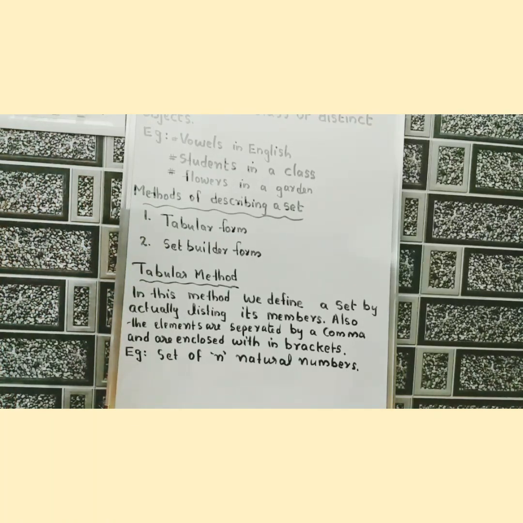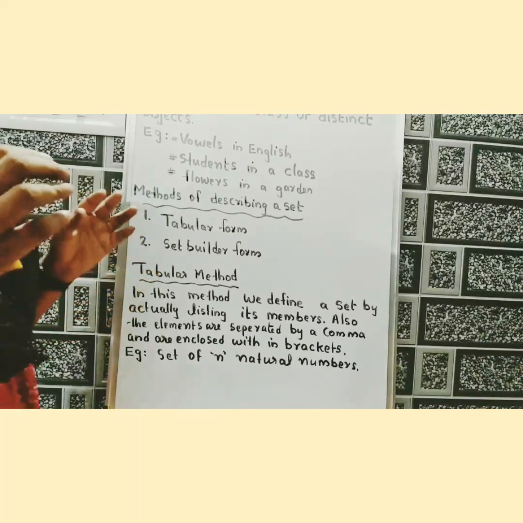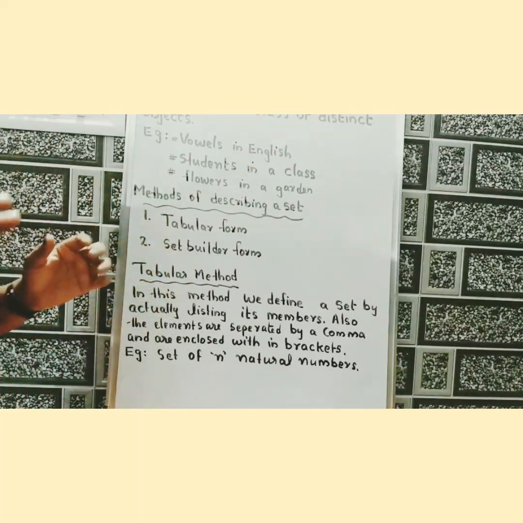What is the tabular method? In the tabular method, we define a set by actually listing its members. Also, the elements are separated by a comma and are enclosed within a bracket.